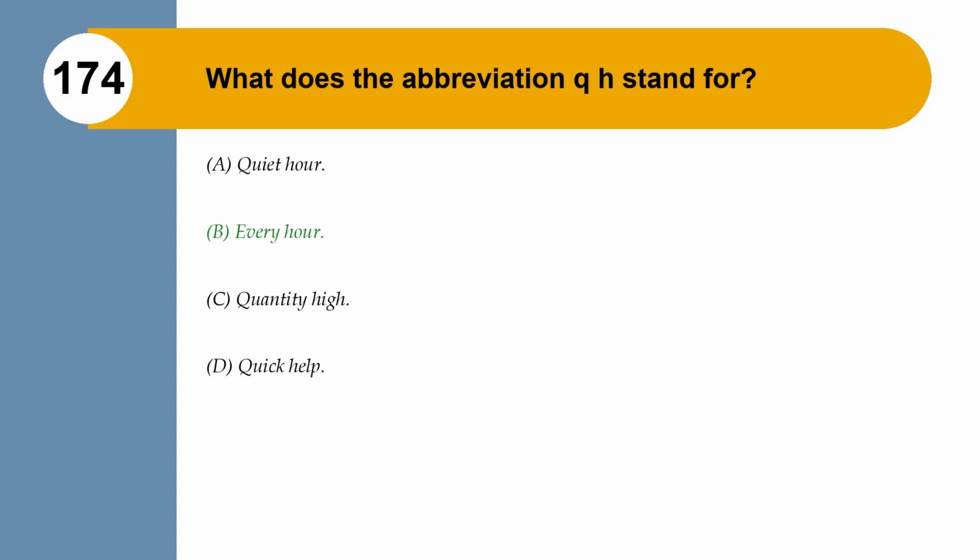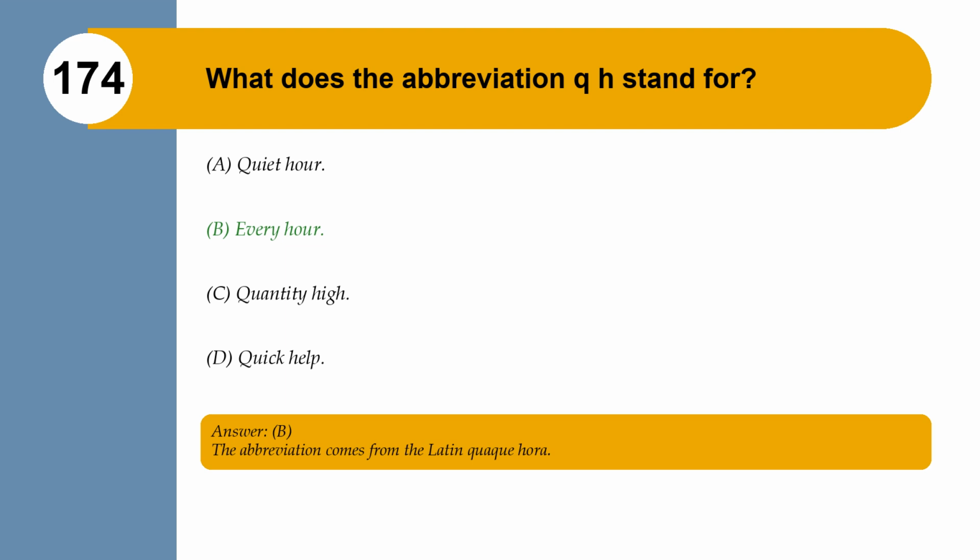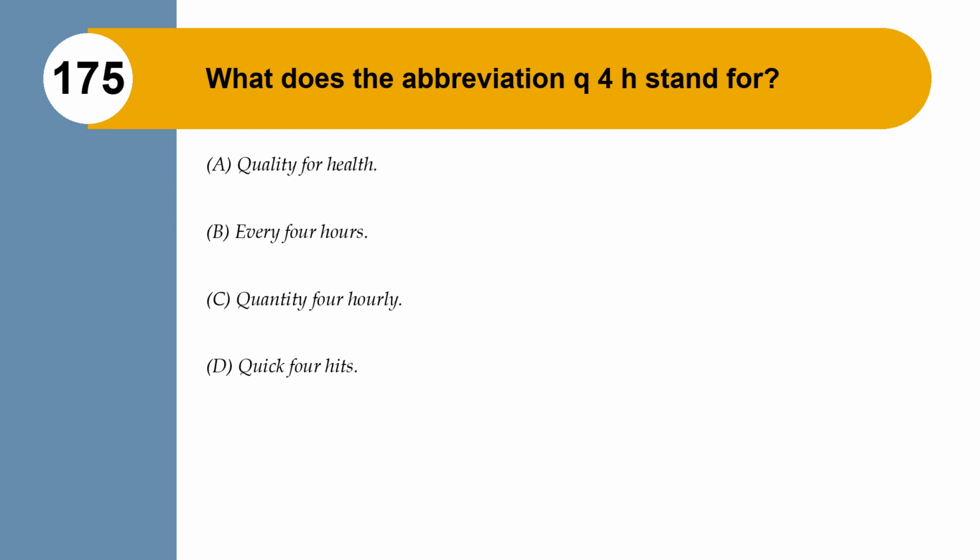The correct answer is option B, every hour. Explanation. The abbreviation comes from the Latin quaque hora. Question 175. What does the abbreviation Q4H, every 4 hours, stand for? Option A, quality for health. Option B, every 4 hours. Option C, quantity for hourly. Option D, quick for hits.